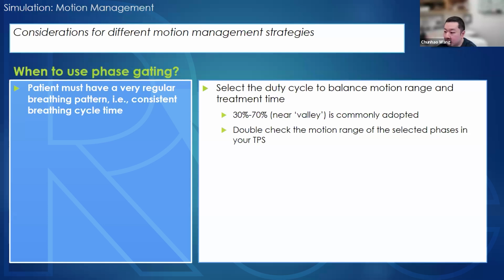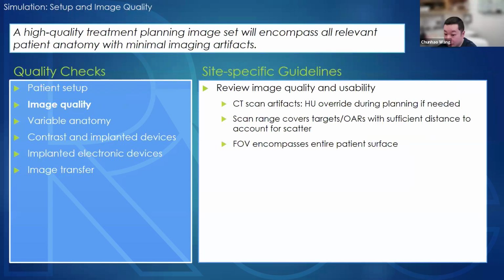versus the motion range. In GI, we usually use 30 to 60 or 30 to 70 near valley phases. This is commonly adopted because we believe this is a very good balance between the duty cycle and the motion range. A lot of times this motion range will be assessed at the simulator computer. But during the treatment planning, we also have to double check the motion range of the selected phases once determined in our TPS. Okay, now let's move on to the image quality side.